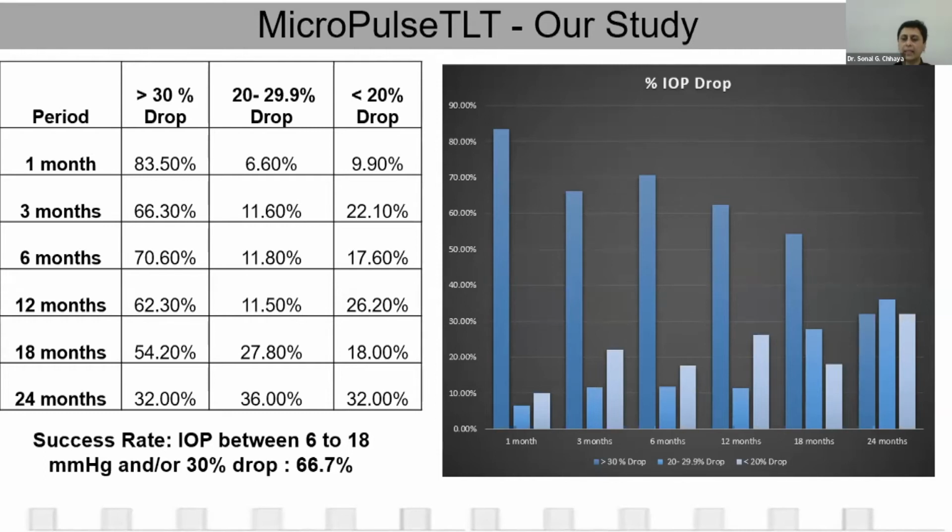And as you can see in the bar graph at the end, at 24 months, there were an equal number of patients in all 3 categories. Our success criteria was intraocular pressure between 6 to 18 millimeters of mercury and or a 30% drop, and our success rate was 67%.